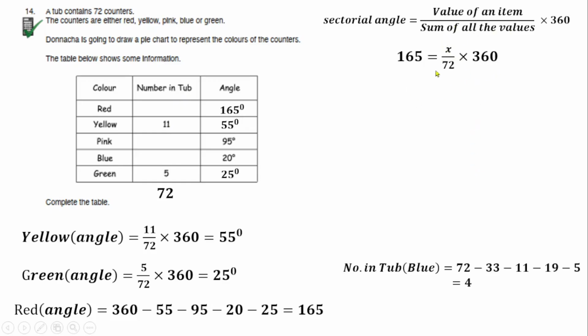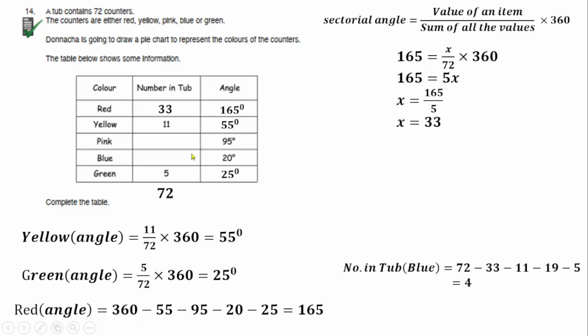Then what can we do? You can either reduce by 6, or you can just multiply x by 360 and divide by 72. 72 can go in 360. That gives us 5. Then 5 times x will give us 5x. Then you can divide both sides by 5. That will give us x to be 33. So that means the number of tubs for red is 33.